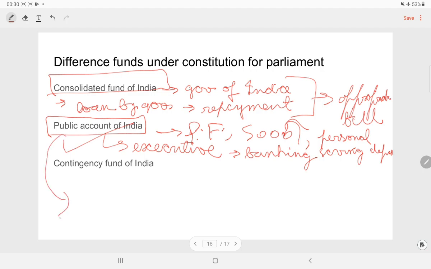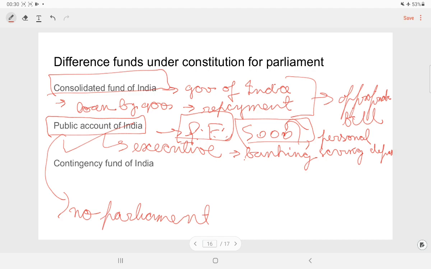And no parliament authority is needed here. Okay, no parliament authority is needed, simple executive action. The finance minister can say, okay, government, we need this much money, and that would be done. Similarly, we are giving this to the local authority. Similarly, PF, provident fund, is directly going to our provident fund account. So the public is directly involved in this kind of transaction or these funds.